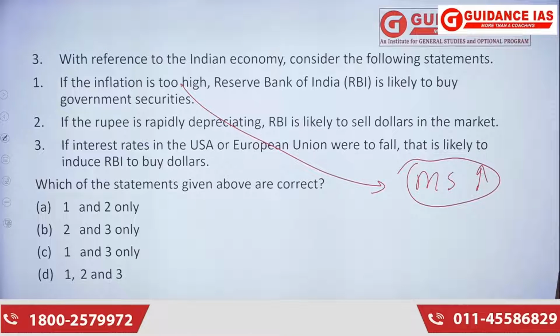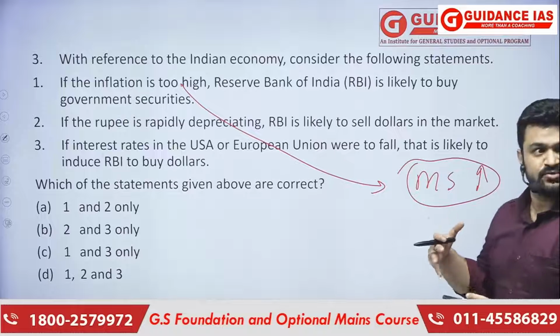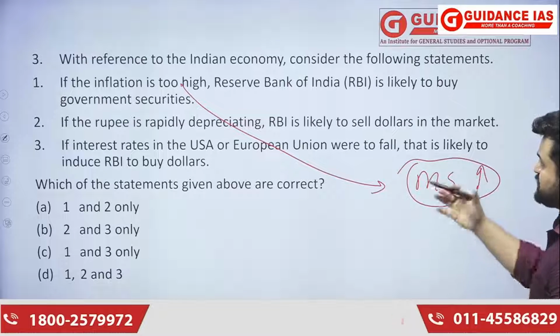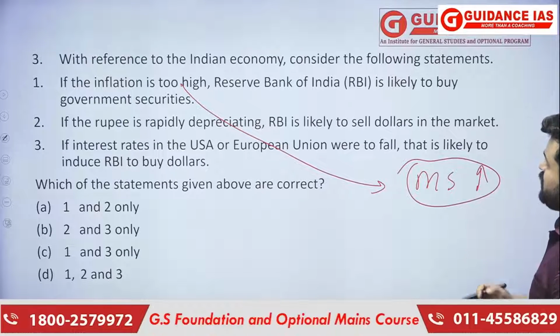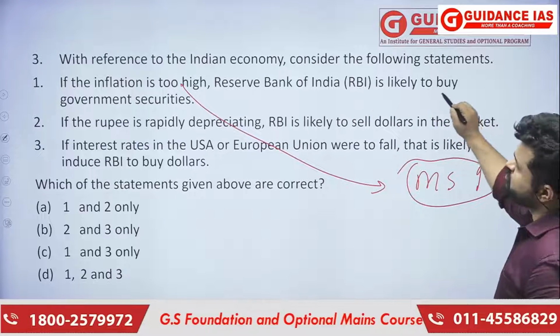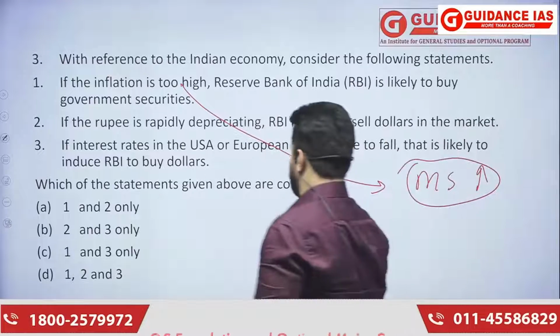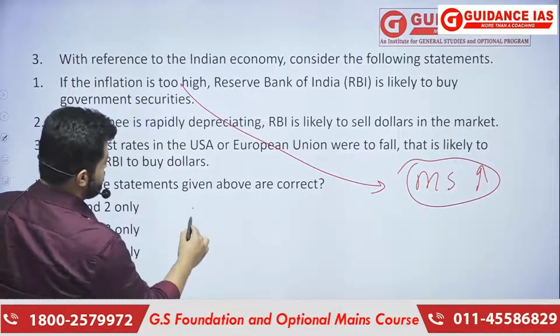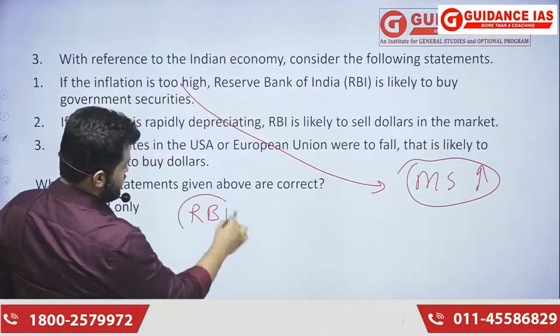Inflation refers to too much money chasing too few goods. That is what we know as inflation. Now, if RBI is likely to buy government securities, then what will happen if RBI buys government securities? Let us see. RBI and the market.